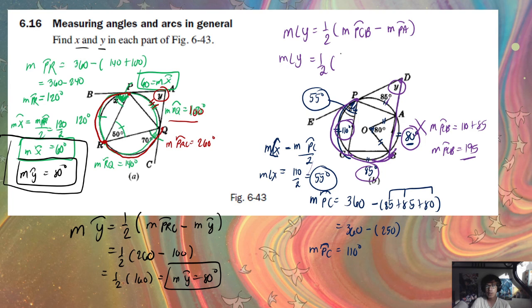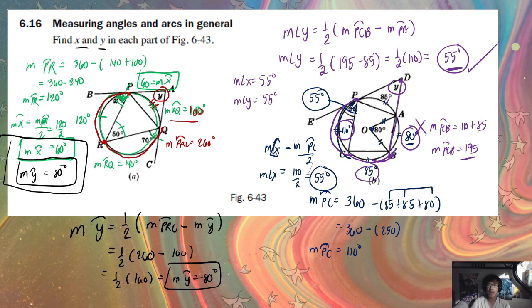So this is going to be 195 minus 85, and this is going to give us 1/2 of 110. And what's 1/2 of 110? That's just 110 divided by 2, and therefore the measurement of angle Y is just 55 degrees. There we go. For our second problem, the measurement of angle X is just 55 degrees, and the measurement of angle Y is just 55 degrees as well. And that's how we solved our problem for chords, secants, and tangents, the final video.